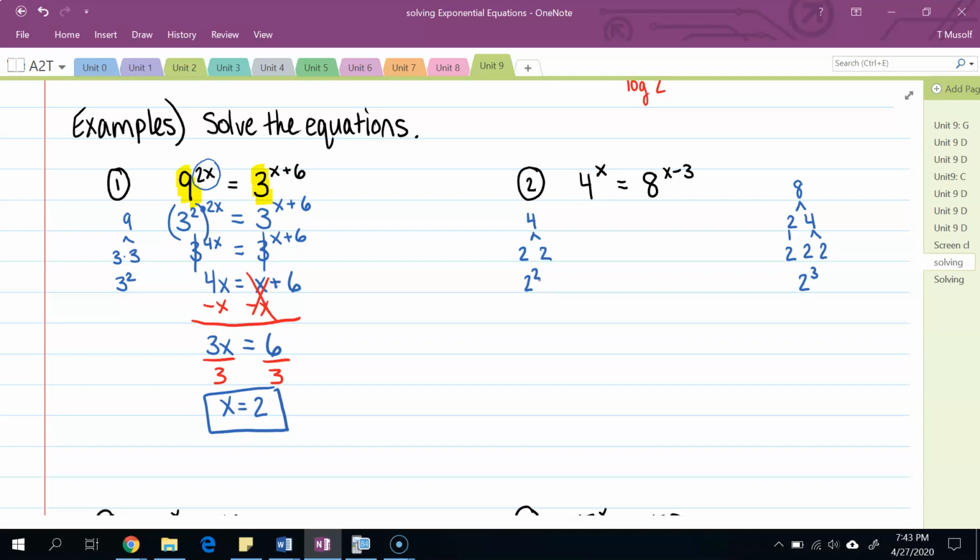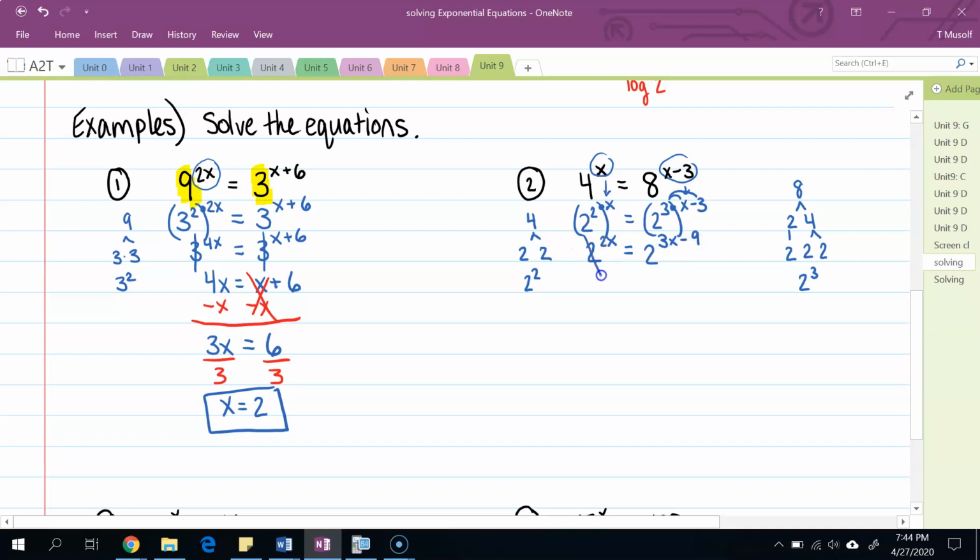All right, so sometimes you can't get away with just breaking up one number. Sometimes you have to break up both. All right, so instead of 4, I'm going to write 2 squared, keeping that x there. And then instead of 8, I'm going to write 2 to the 3rd, and again, keeping that x minus 3 right there. And remember, these parentheses and exponent rules mean multiply. And here, that means I have to distribute it. So I'm going to end up with 2 to the 2 times x, or 2x. And over here, I'm going to end up with 2 to the 3x minus 9.